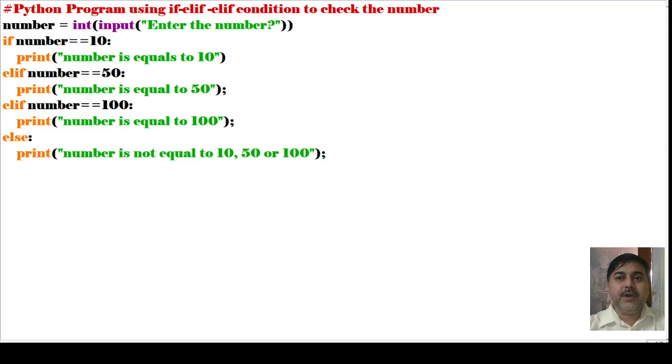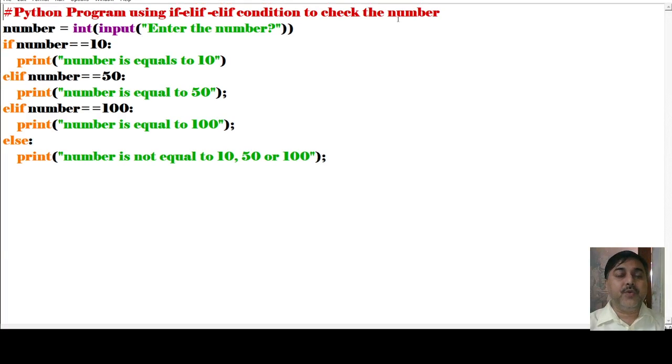What is the first program? In this particular Python program, we are using if and else if conditions, that means multiple else if conditions. It is a nested loop. Okay, it is known as a nested condition, and using this nested condition, the checking of the program is going to be done. Clear?